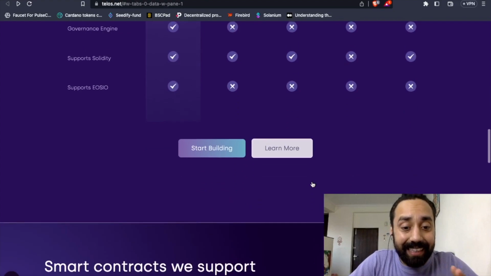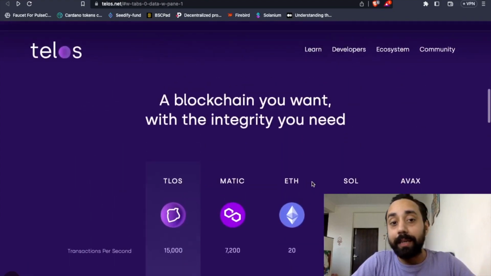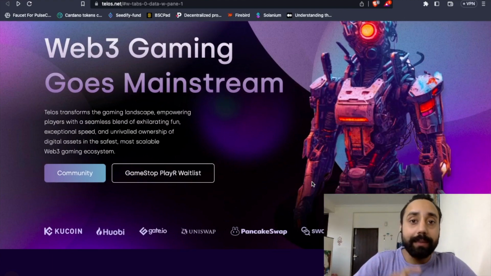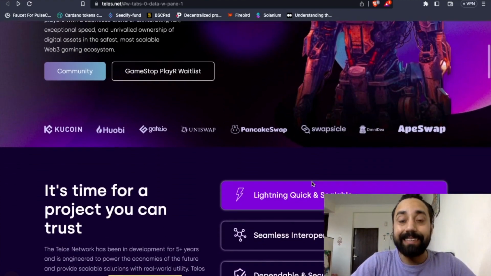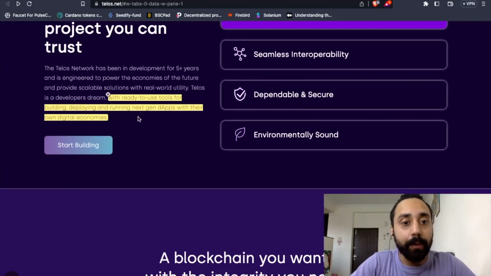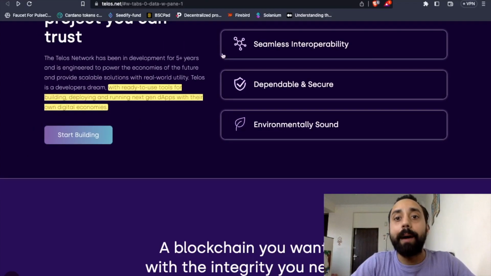Now this is a good blockchain to begin with, to deploy your smart contract, and even if you're a developer, TLOS provides all the necessary tools to get started with your journey in the Web3 space. So it has ready to use tools for building, deploying and running next gen dApps with their own digital economy. So this is the power of TLOS.